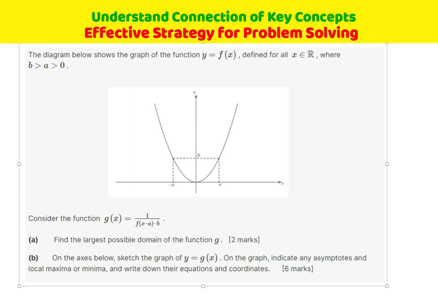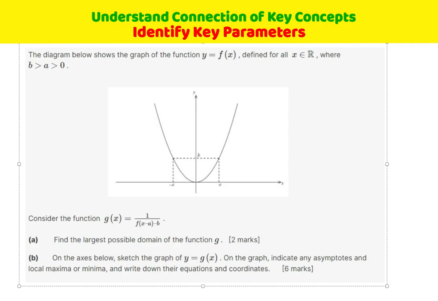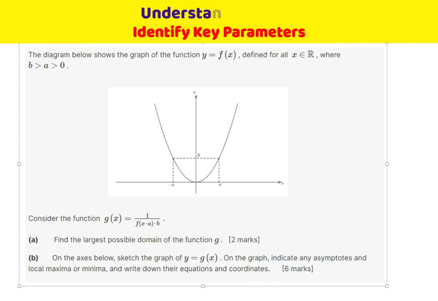Well, the question here is, the diagram below shows the graph of function y equals f of x defined for all x belonging to real numbers, where b is greater than a, which is greater than 0. So that's the parabola drawn. A on the x-axis, b is a y-intercept, minus a and plus a are the x-intercepts. The question is, consider the function g of x equals 1 over f of x minus a minus b. Find the largest possible domain of function g.